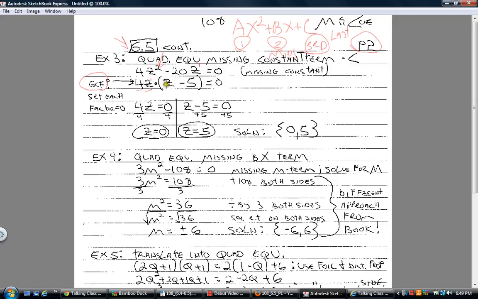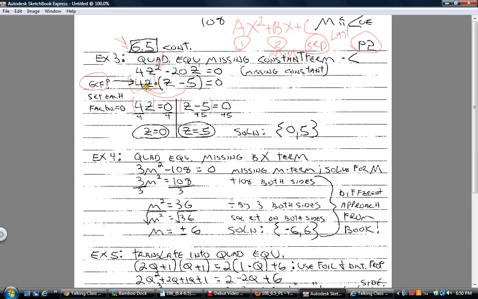4z times the quantity, what do you have to multiply to get 4z squared? A z and a minus 5 to get 20z. Now that you've got that, you have two factors. 4z is one, I'll put the parentheses around it, and the second factor is z minus 5. Now you go back and apply the zero factor property. Take each factor, 4z and z minus 5, you don't have to put the parentheses here, but I'll do it for overkill, set them equal to 0.